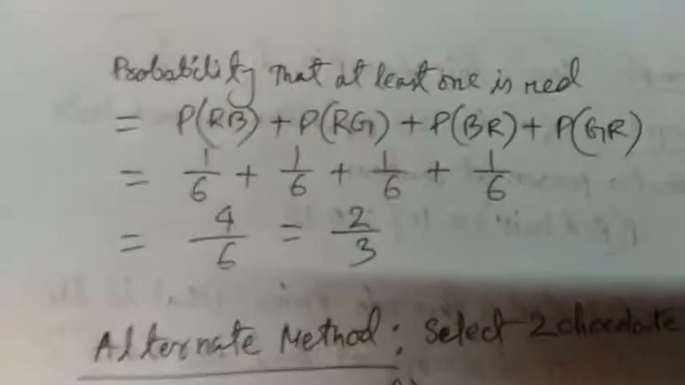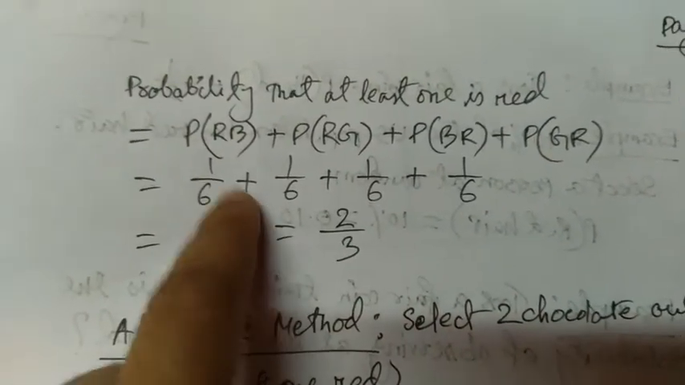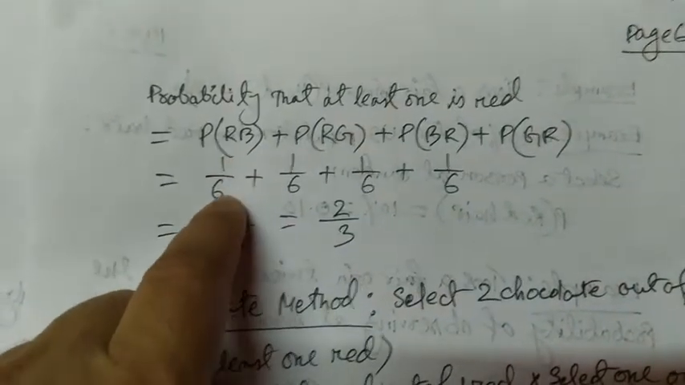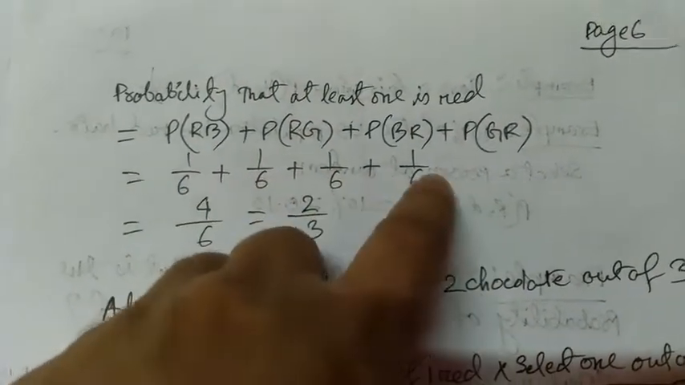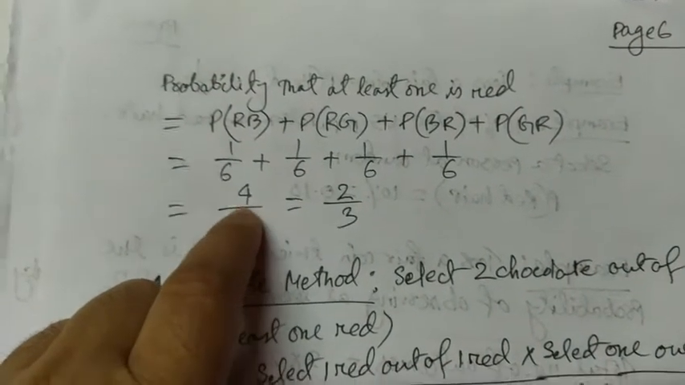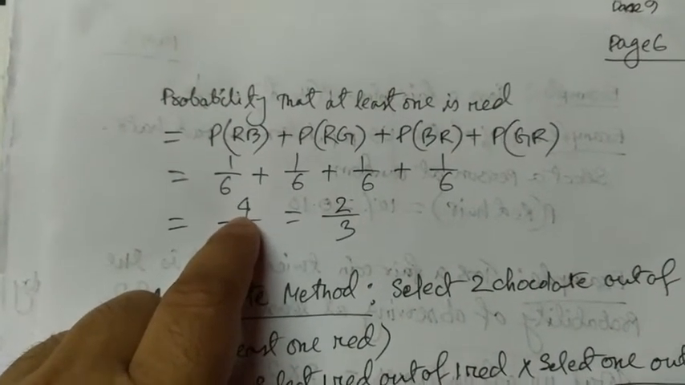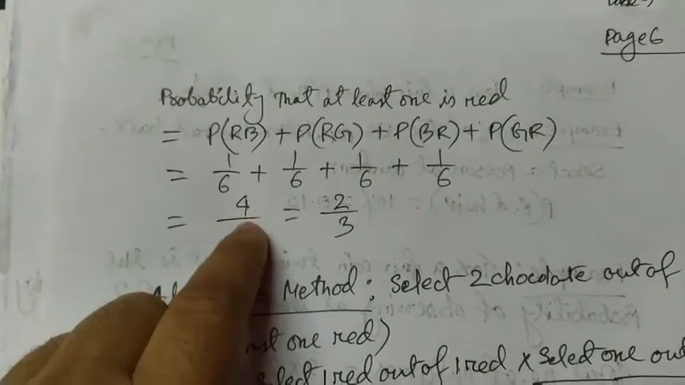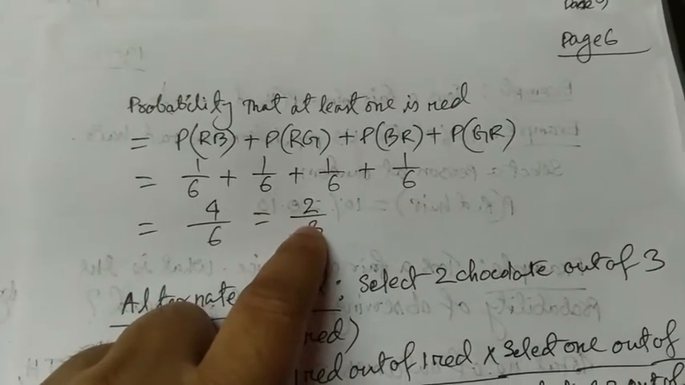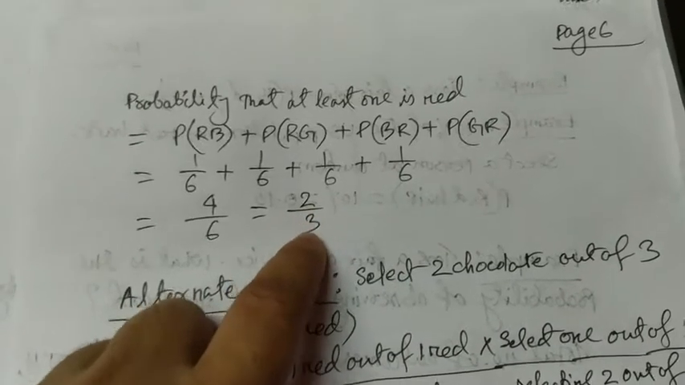You can see these are the outcomes. The probability of each of these is 1 upon 6. As you can see, out of a total of 6 outcomes, we have 4 outcomes with at least one red. So 4 divided by 6. If you reduce it, we get 2 by 3.